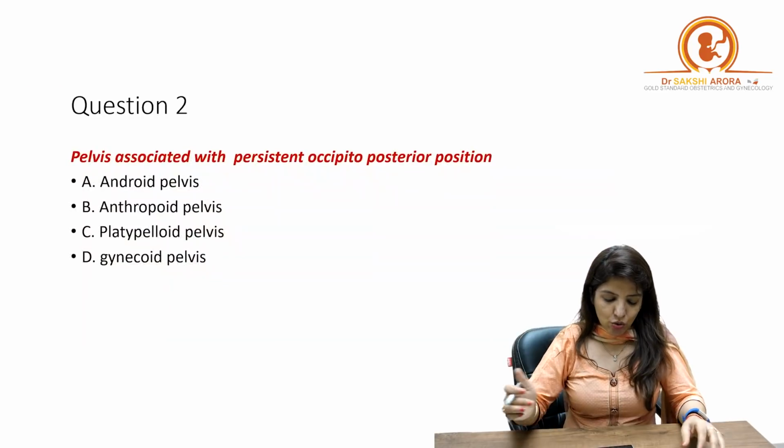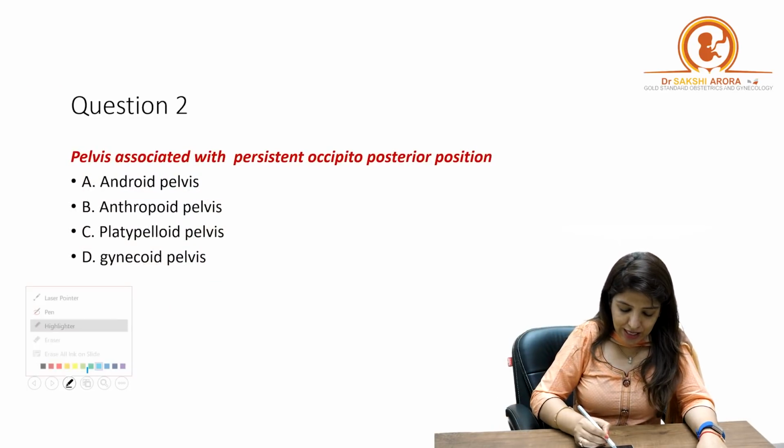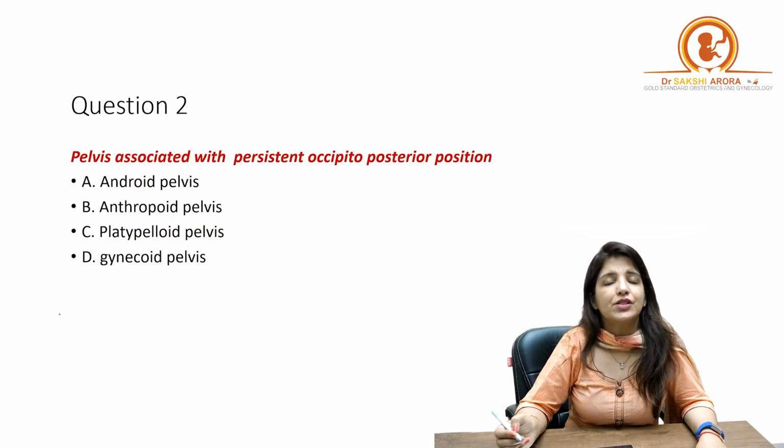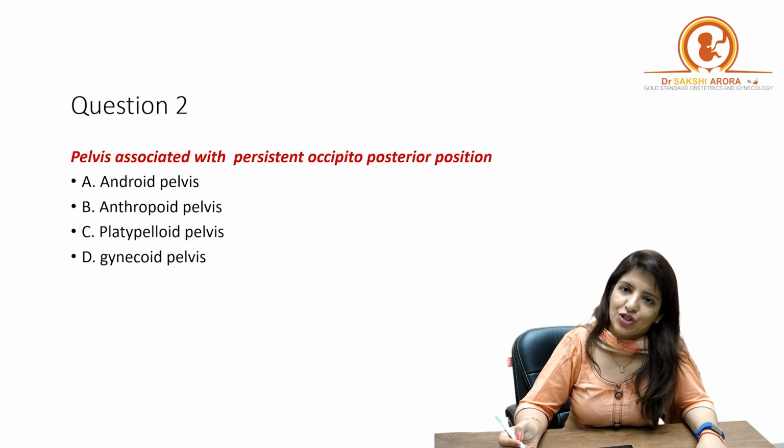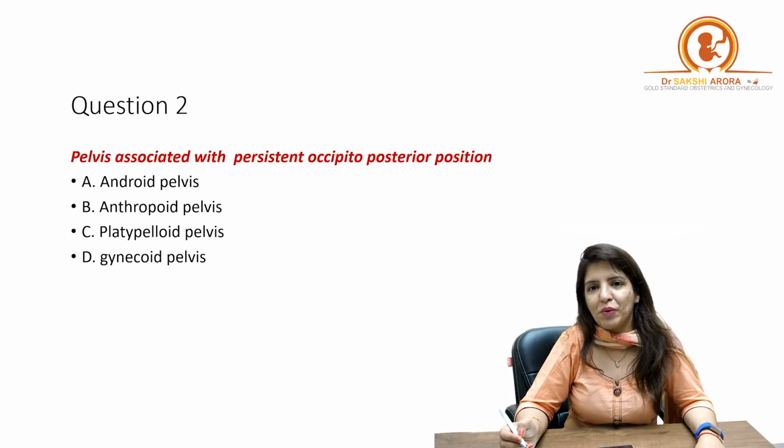So let's see our next question. Pelvis associated with persistent occipito-posterior position. And I'm sure all of you did this question right.